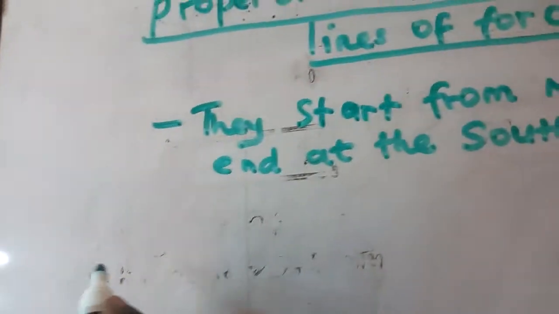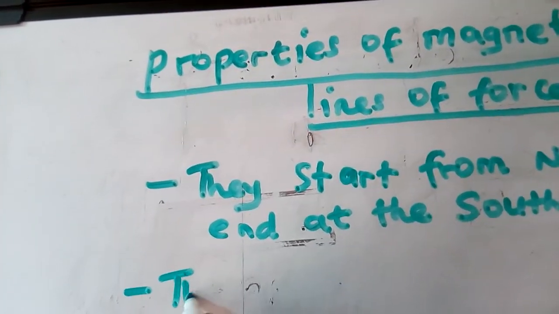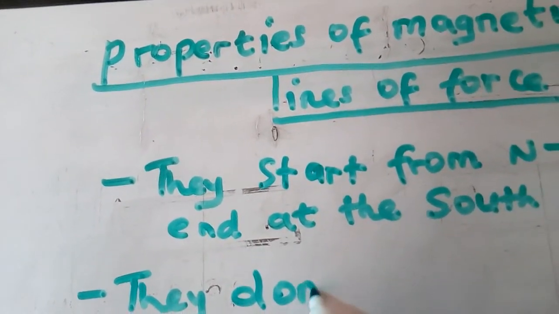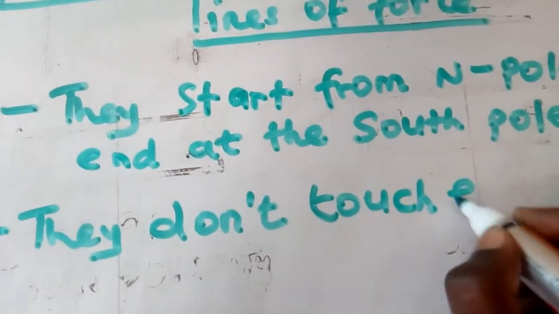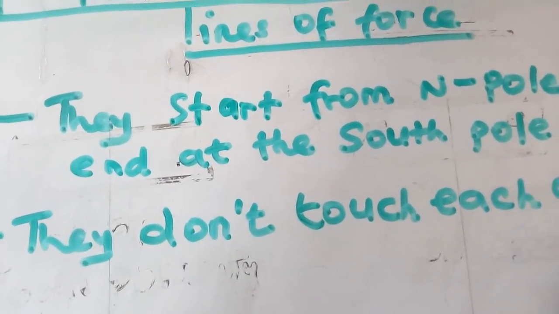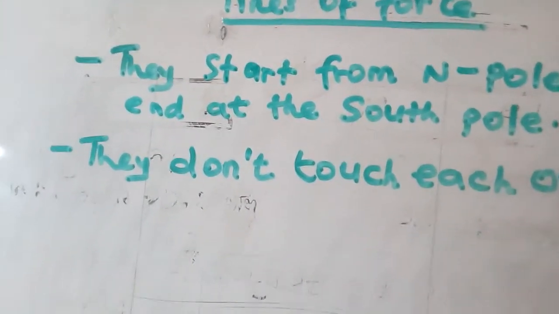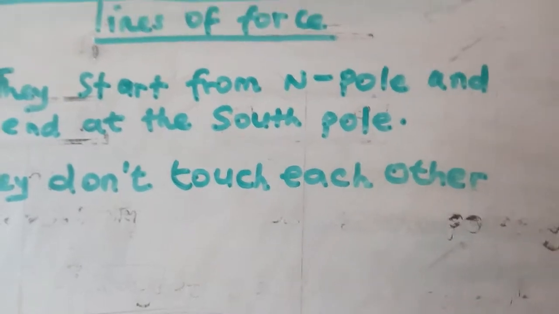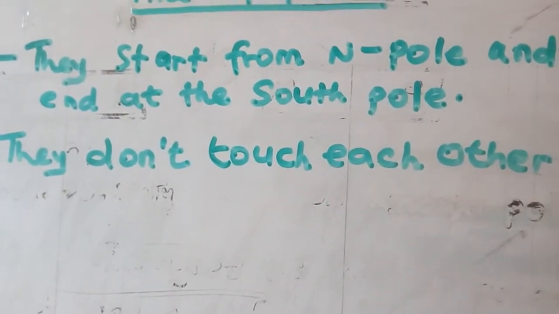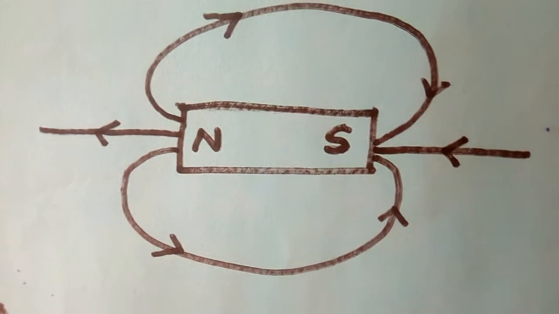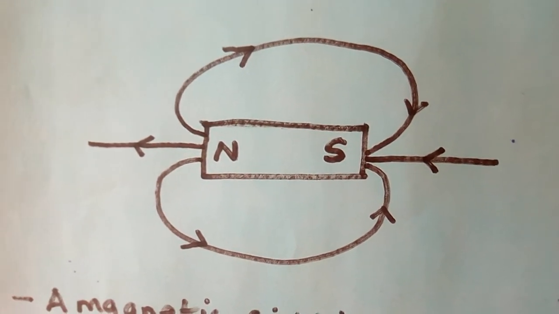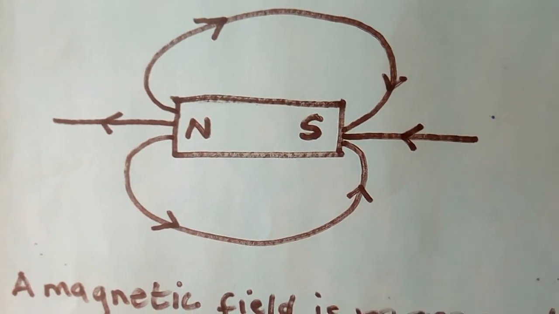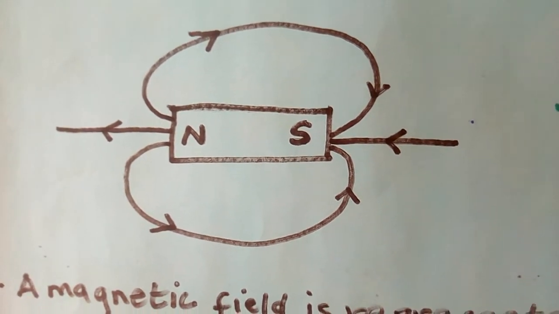The second one is they don't touch each other. So when you are drawing the magnetic field lines, make sure they don't touch each other, as it is in this diagram. You see, they start from the north, the arrows, and they end at the south. Then secondly, you see those lines, they don't touch each other.